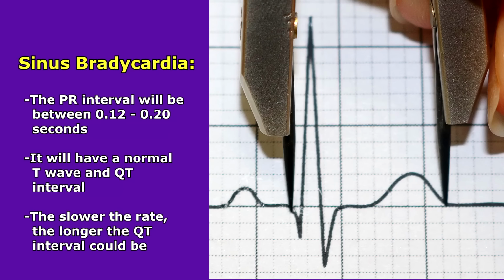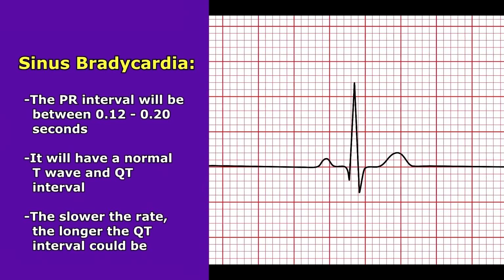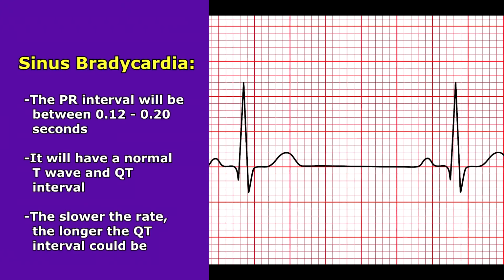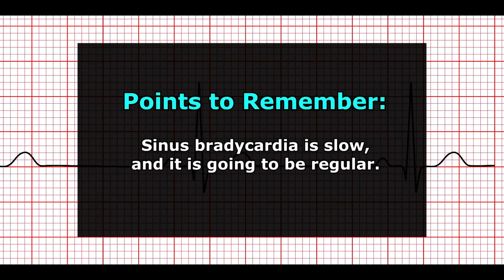But it is important to note that the slower the rate, the longer the QT interval could be, because whenever your rate's slower, it makes that QT interval a little bit longer. So a big thing you want to remember about sinus bradycardia is that it is slow and it's going to be regular. Now let's look at the causes of sinus bradycardia.